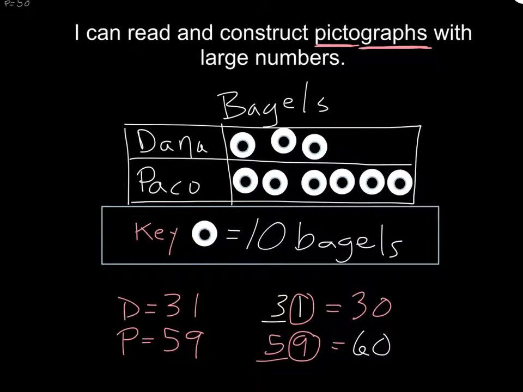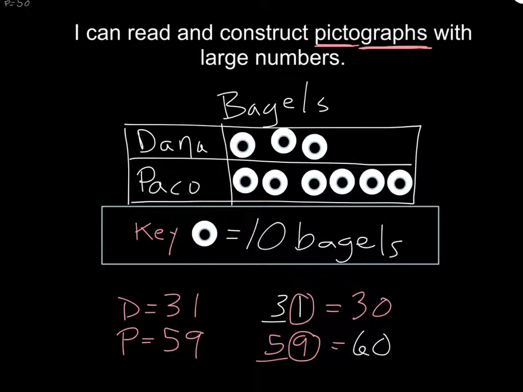There we go. Now, does this show exactly how many they have? No, Paco had 59. But this is as close as I can get. I can't really cut this into tenths and show that that's 50 and then 9 more. And I can't really show one tiny sliver of this. So I'm going to be about. These are rounded numbers. So this is 30 and this is 60, about.